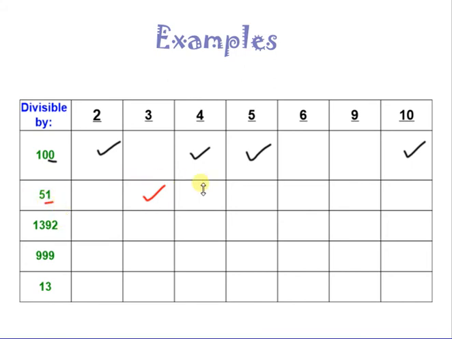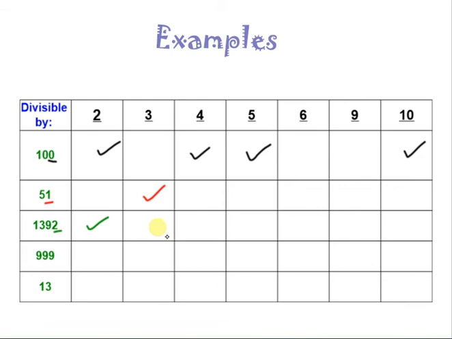So the only factor on this chart anyway would be 3. All right, let's take a look at this number, 1,392. So it ends in a 2, which is even. So we know that 2 will work. And actually, let me switch colors here. All right, so we know that 2 is going to work.